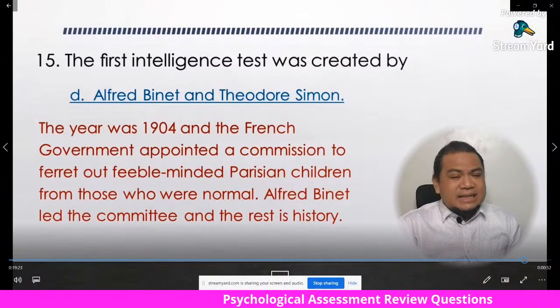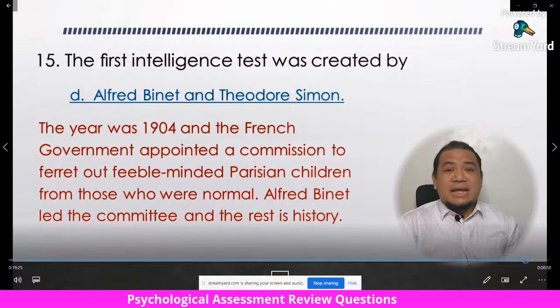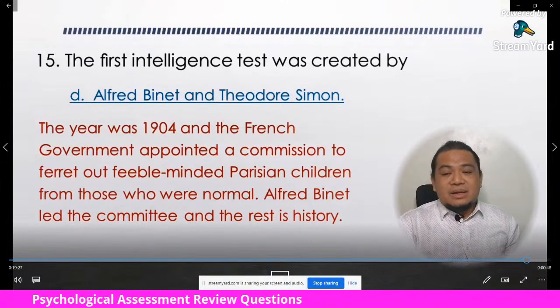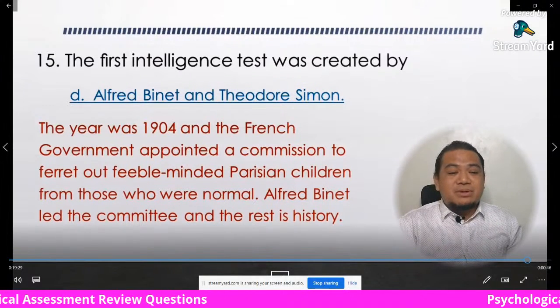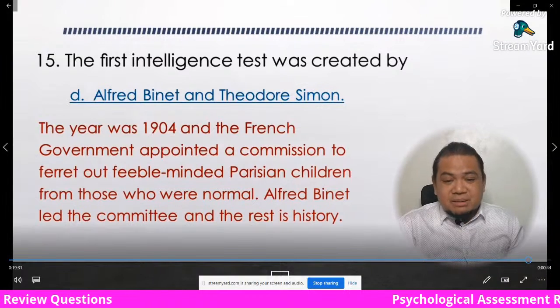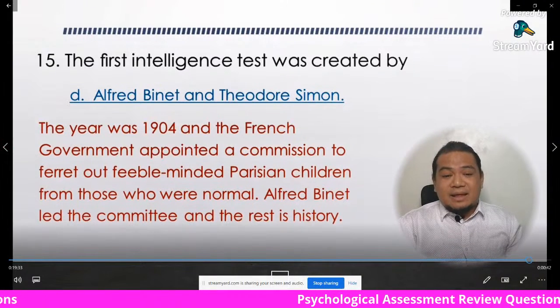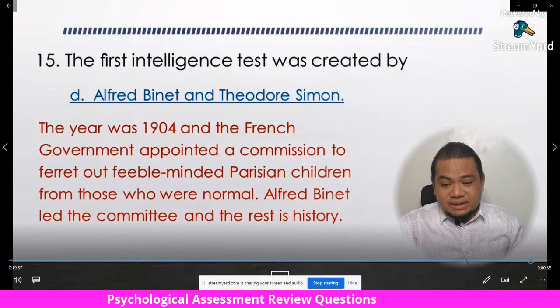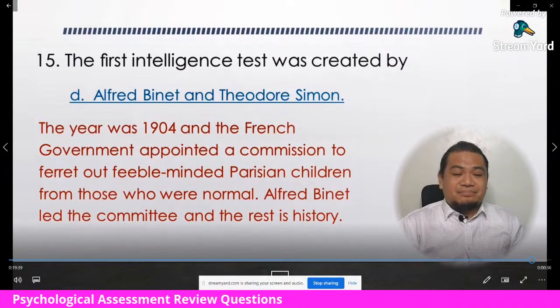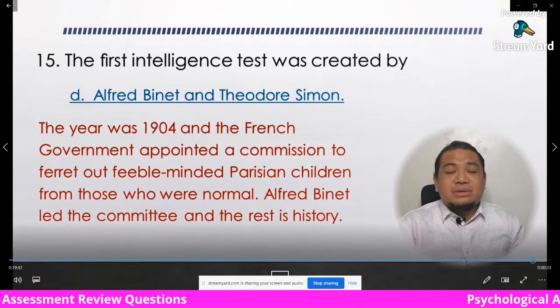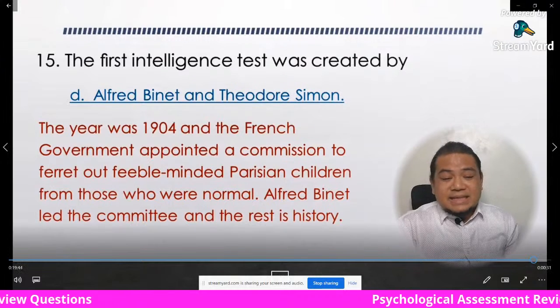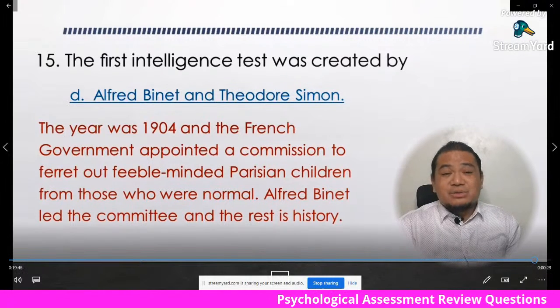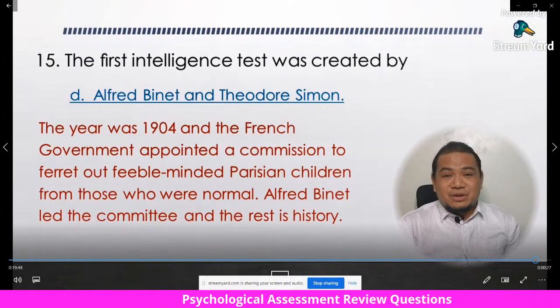After testing nearly 3,000 children in the US in 1916, Lewis Terman of Stanford University published an American version of the Binet that was translated into English and adapted to American children. Hence the name Stanford-Binet.